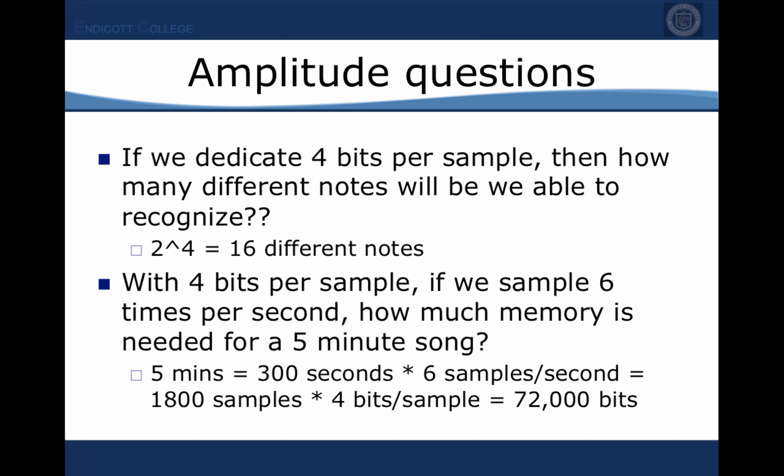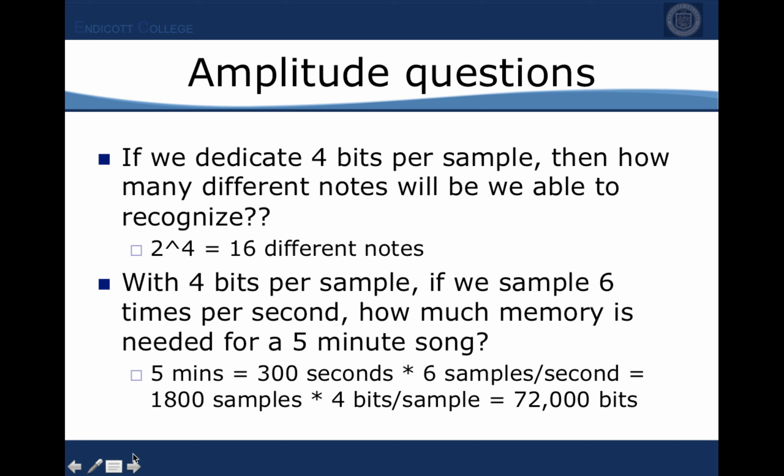All right, so let's pull all the pieces together then. So if we're going to use 4 bits per sample, that's the amplitude. That gives us 16 different notes we can pick from. And let's say we are going to choose a frequency of 6 samples per second. Then how much memory do you need for a 5-minute song?